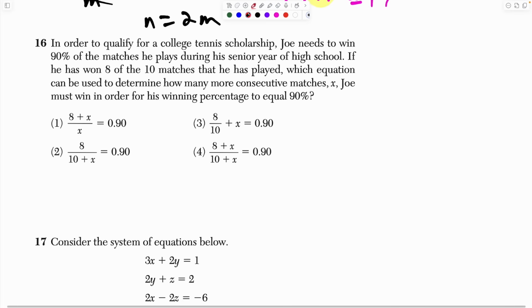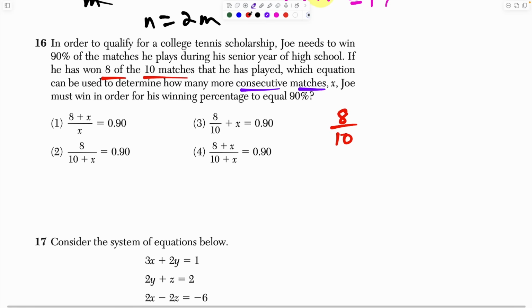So for this one, it may be tricky to go right to the answer from reading this, but what I recommend you do for a question like this to help you think is start off with the initial condition. So right now, Joe has won 8 of the 10 matches he has played. So he's 8 for 10. And the scenario here is that Joe has to just keep winning consecutive matches, and the goal is for him to hit a 90% win percentage. From 8 out of 10, he just keeps winning. How many does he have to win in a row to make a 90% win percentage?